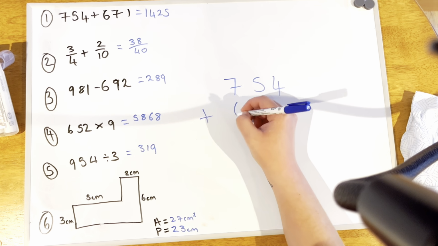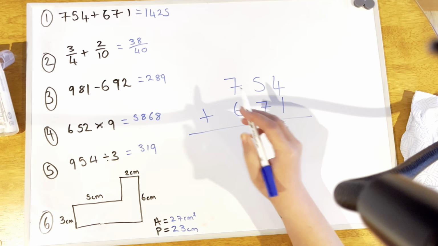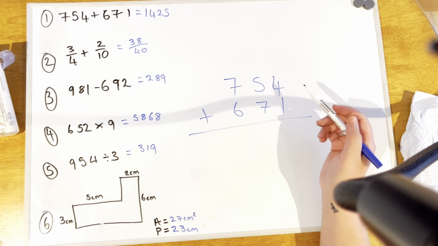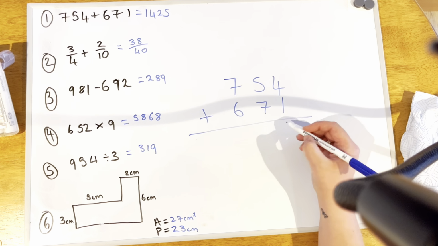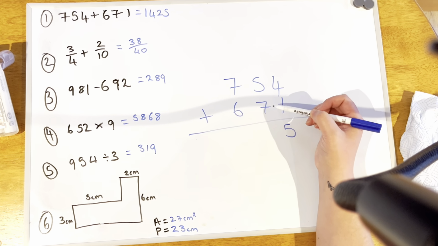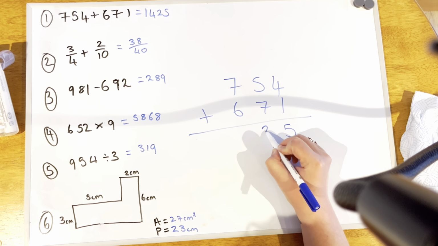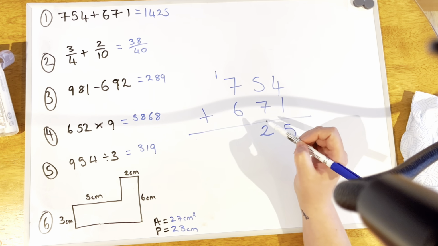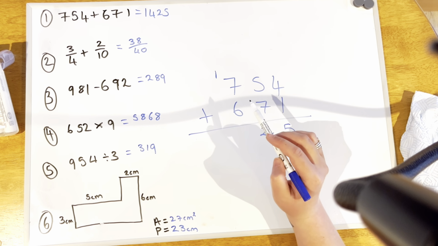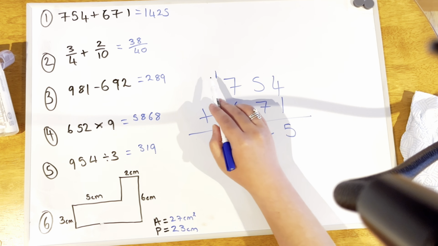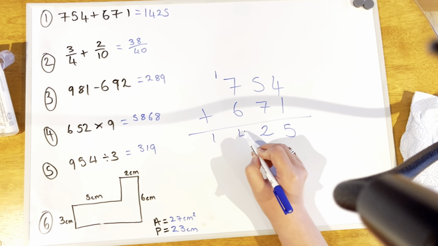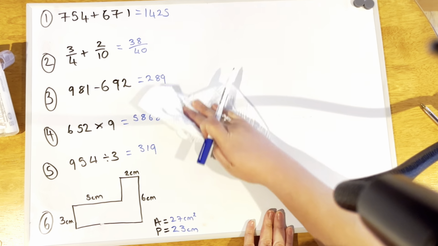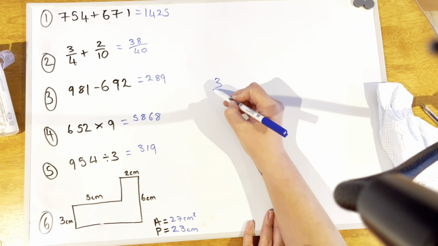754 plus 671. So instantly when I see two 3-digit numbers adding together, I think column addition. Nice and easy. So 4 plus 1 is 5. 50 plus 70 is 120, so we put our 2 in the tens column, 20, and carry our 100 over. 700 plus 600 is 1,300, plus our extra 100 is 1,400. So our answer is 1,425.